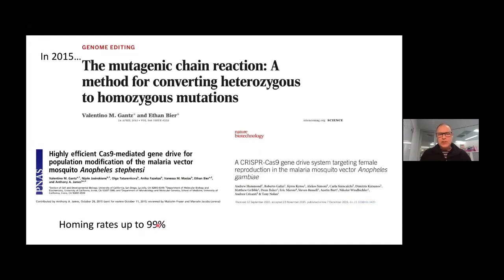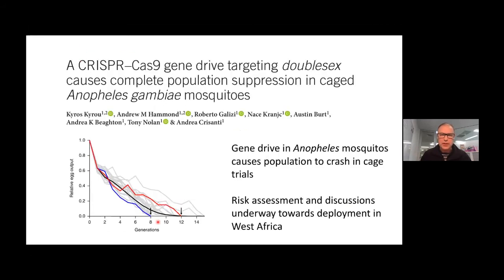And what's astounding really is that in these Anopheles mosquitoes, the homing rate, so in other words, the good reaction that you hope to occur, is occurring up to 99% of the time. So that's a very high bias towards transmission of the gene drive through the population. So really quite amazing ability to spread through a population.